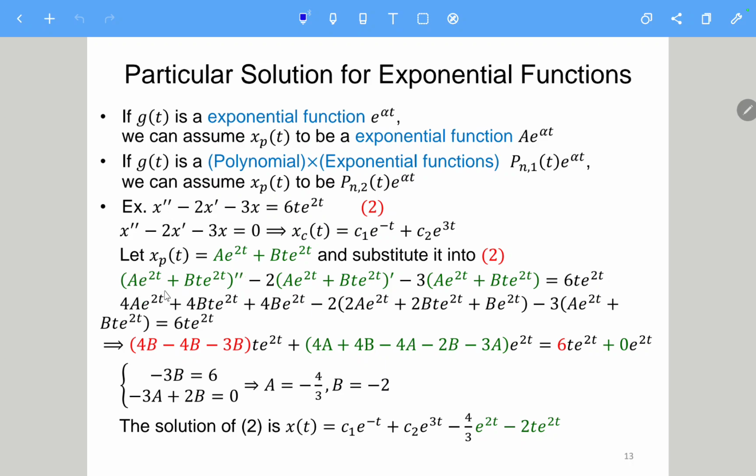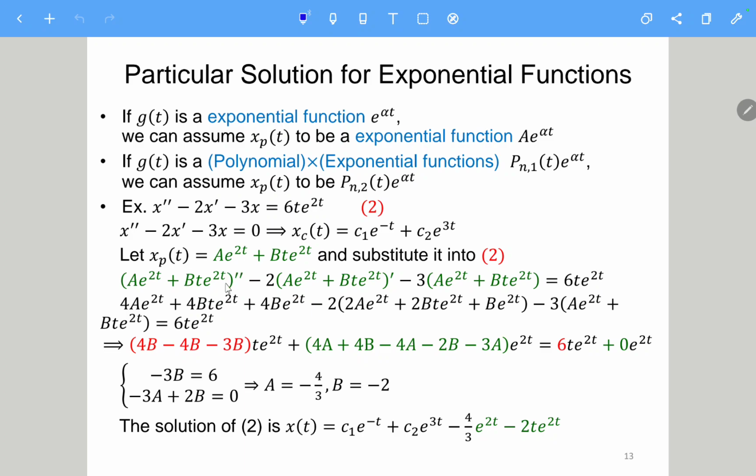Okay, so here we just plug this back into equation 2. We get this one double prime minus 2 times this one prime minus 3 times this function equals this one here. Taking the derivative of this one needs more work, but for this one it is okay. The first derivative is 2 times a times exponential 2t, and the second derivative will be 4a, because of the chain rule, the 2 comes out. For the second derivative you have 2 squared in front, which means 4a.